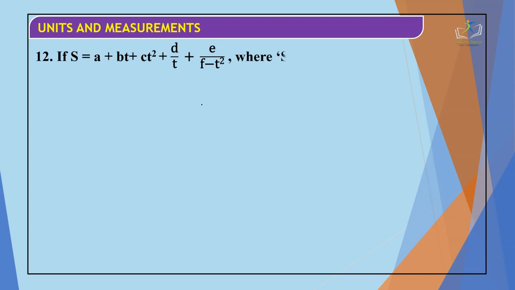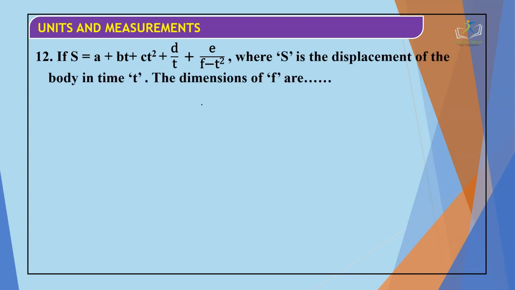Next question we have, if S is equal to A plus BT plus CT square plus D by T plus E by F minus T square, where S is the displacement and T is the time, we have to calculate the dimensional formula of F. It is a simple question, there is no need for the options, students. Again you apply the principle of homogeneity. So this equation will be balanced if the terms are dimensionally correct.